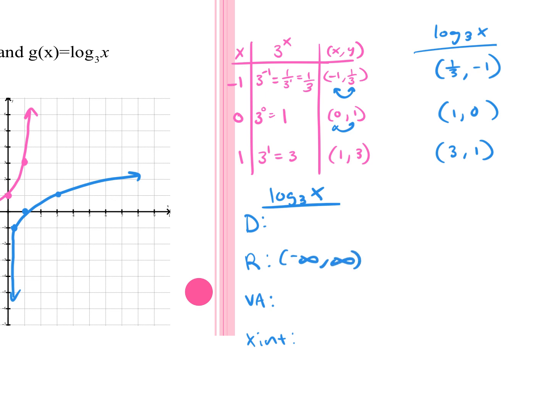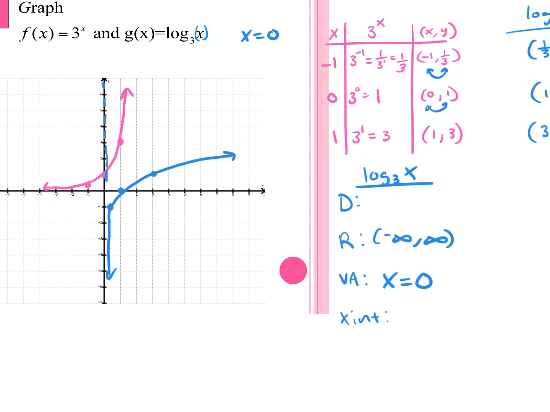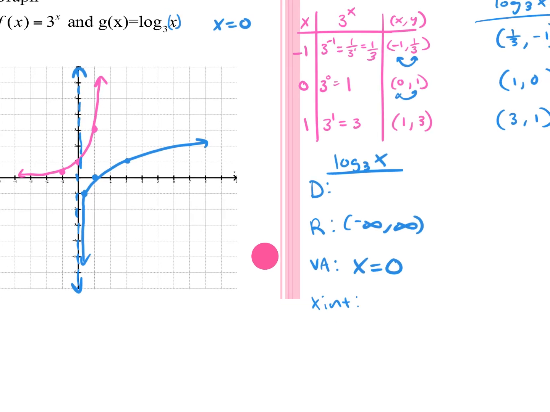Next, let's find our vertical asymptote. What would we do to find the vertical asymptote? We just set what's in the parentheses equal to 0, so we're not looking at the base, just the x. Here, we don't have parentheses to really show us, but it's just x equals 0. So our vertical asymptote would be x equals 0. My asymptote would go right through 0. So what would our domain be?